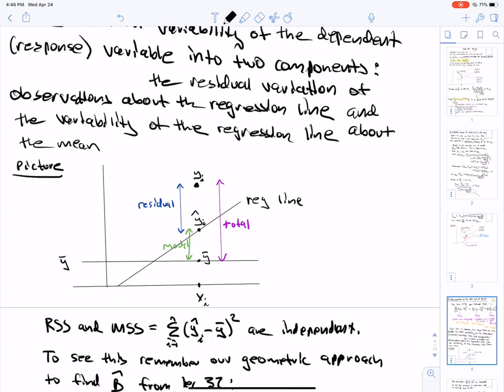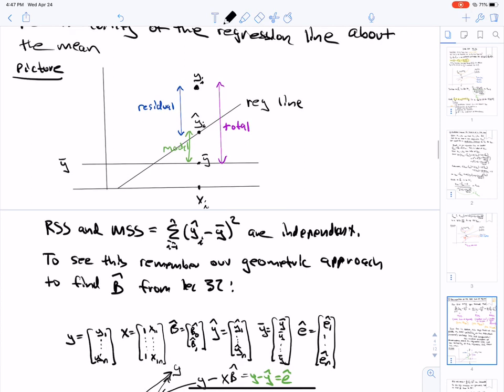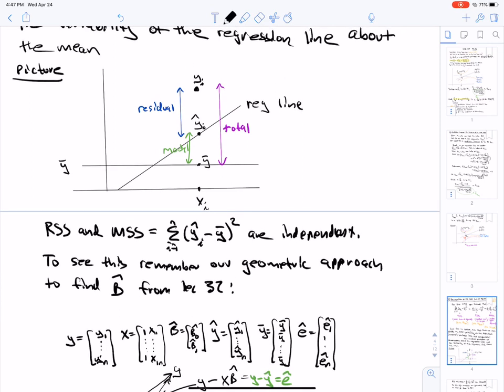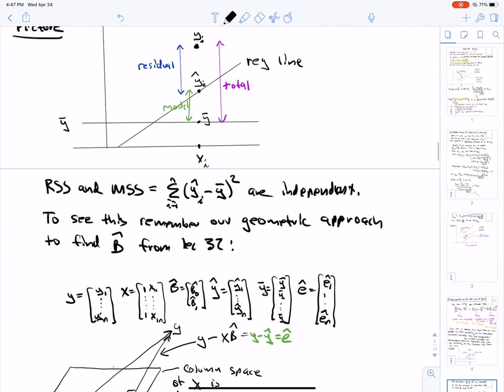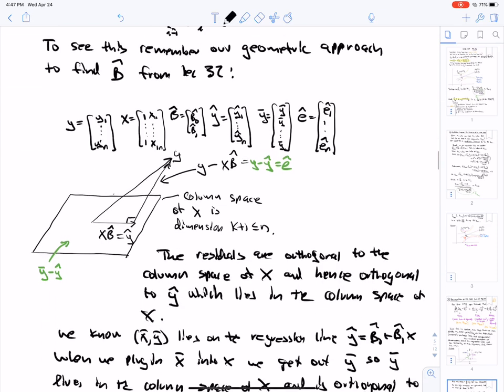You can see the distance from yi to y bar, you can decompose that as the residual plus the model, but more is true. In fact, the sum of squares of the residuals and the sum of squares of the model give you the total sum of squares. But more is true. The RSS and the MSS are independent. So to see this, let's remember our geometric approach.